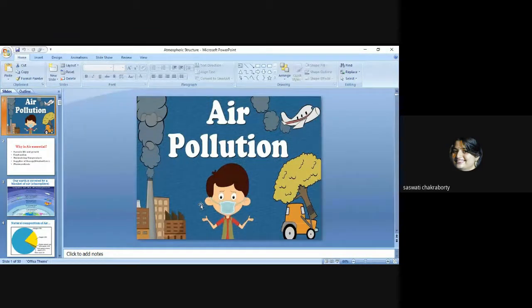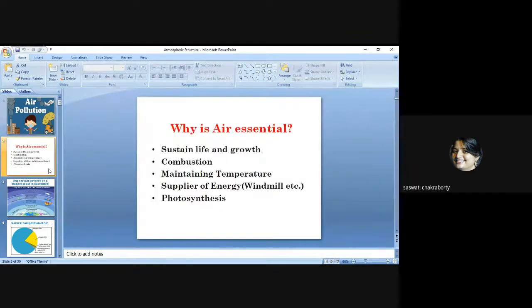Okay, my topic was about air pollution. We all know what air pollution is, but to start with, I'll start with why air is essential. What is air? Air is a gas, right? So why is it essential? It is essential because it actually helps us to grow, to maintain our life. Air contains oxygen and other compounds that help in burning, oxidation, or combustion.